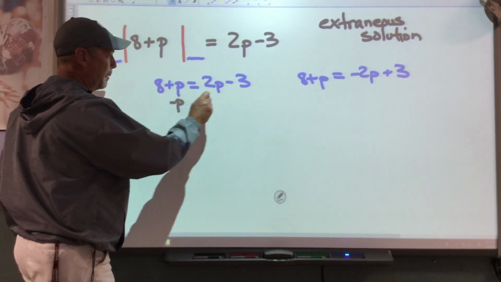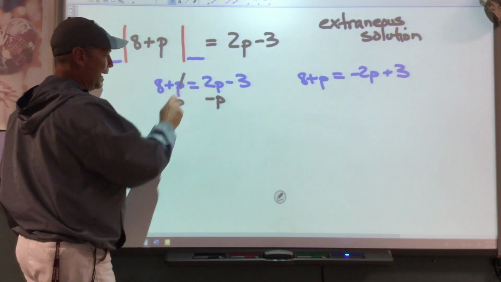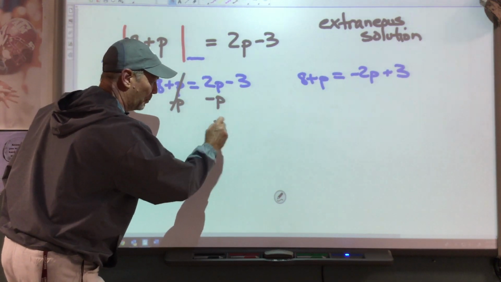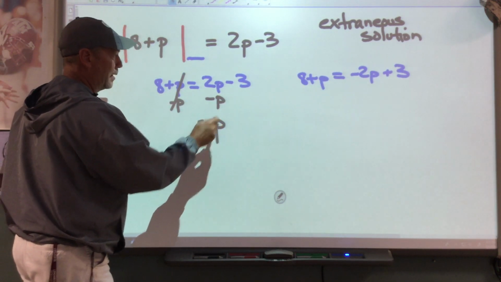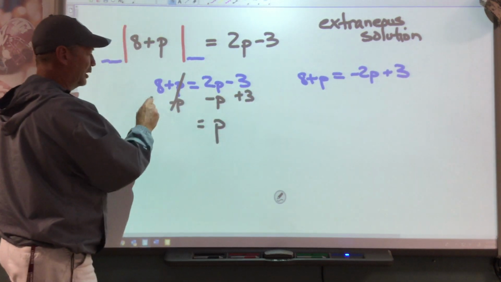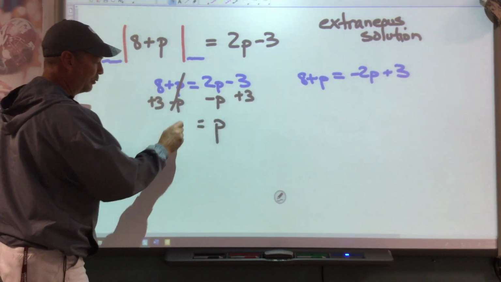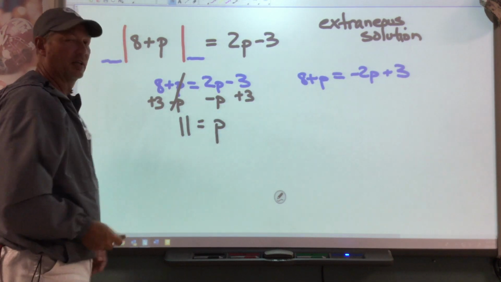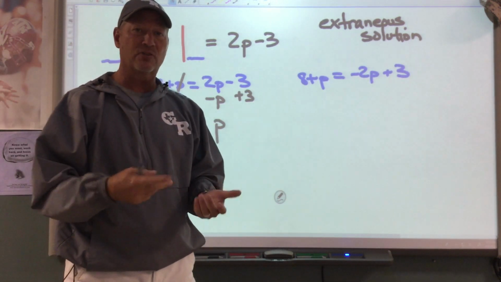Minus p, minus p. This will cancel. That will leave me with the p right there. Move the 3: plus 3, plus 3. 8 plus 3 is 11. We need to check and see if this makes a true statement.